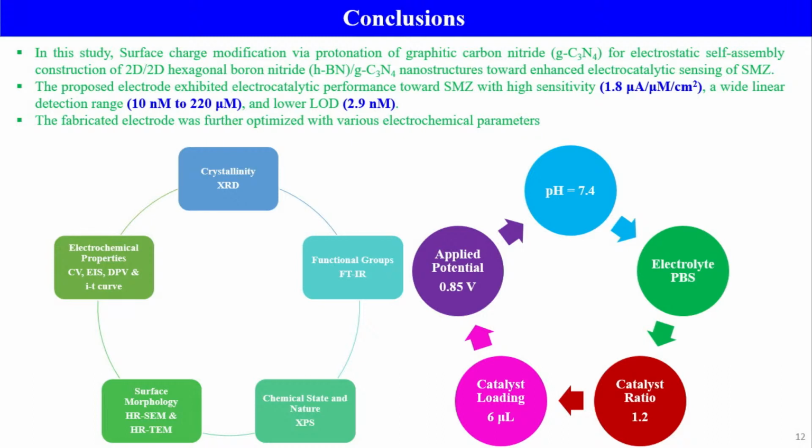We also confirmed the optimum parameters. pH 7.4 is very suitable, and the electrolyte is phosphate buffered saline, which is at physiological pH. We also optimized the catalyst ratio, where a 1:2 ratio shows the better catalytic response. A catalyst loading of 6 microliter and an applied potential of 0.8 volt give a good response.